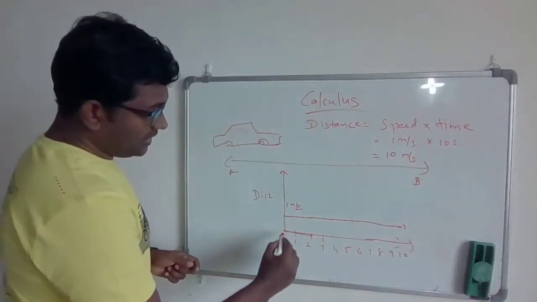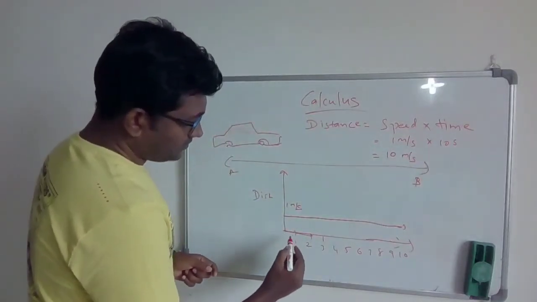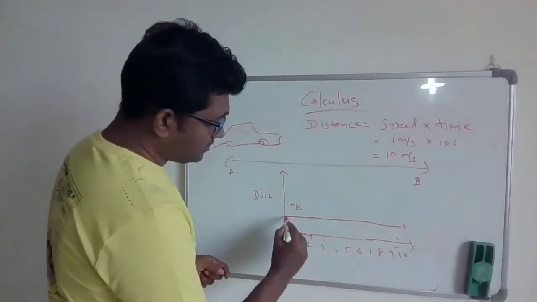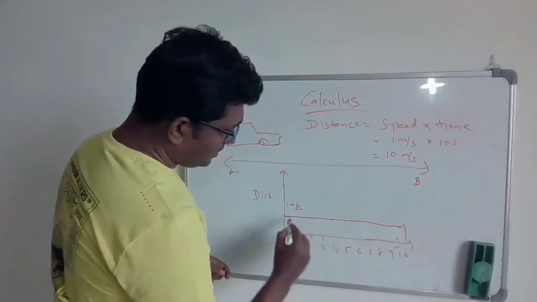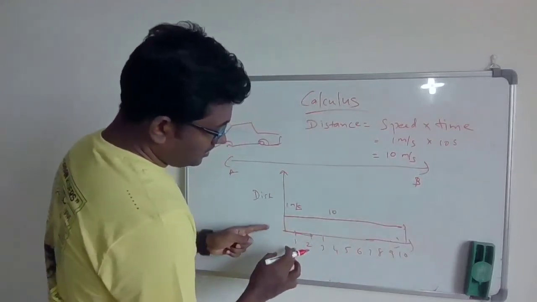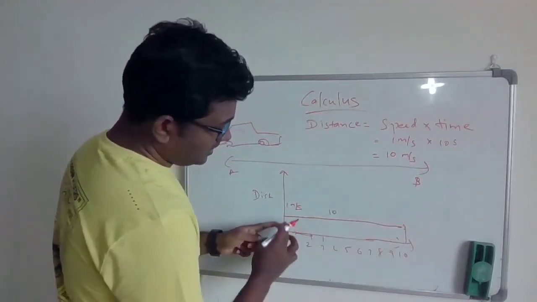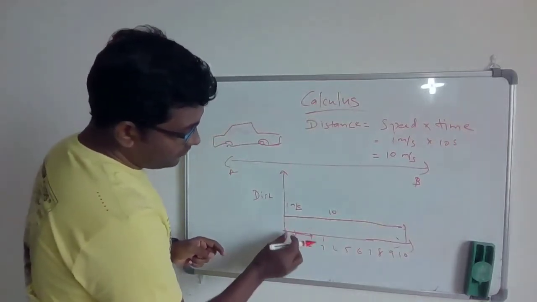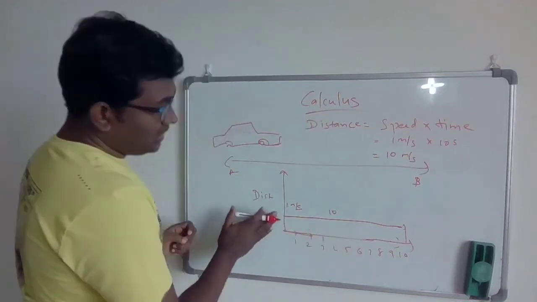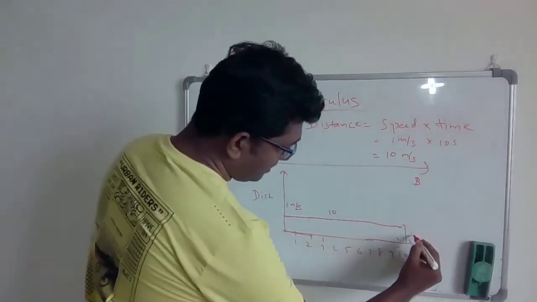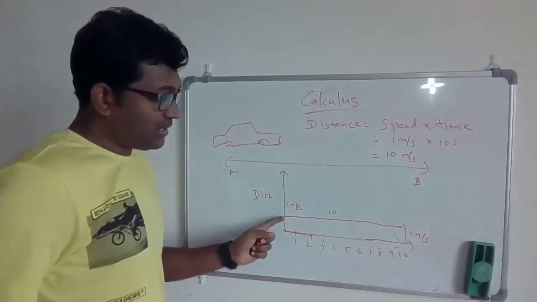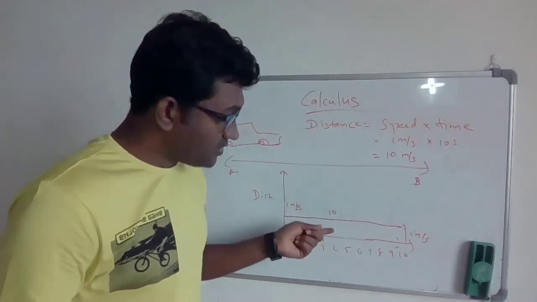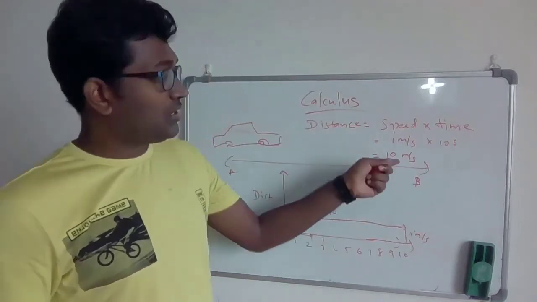Now, if you look at this graph, this becomes your length, this becomes your breadth. The length is nothing but the total number of seconds you have traveled, and the height is the speed at which you have traveled for every second, which is constant here, 1 meter per second. Multiplying the length and the breadth gives the area of this rectangle, and this area is your distance.